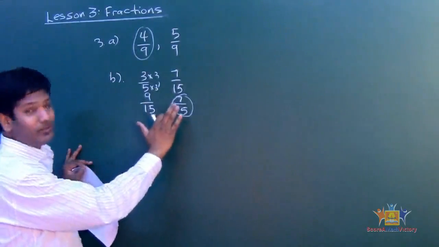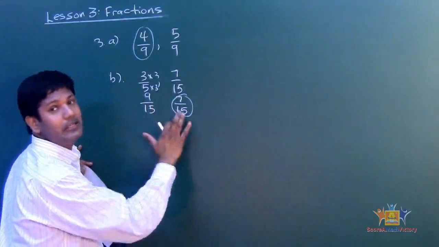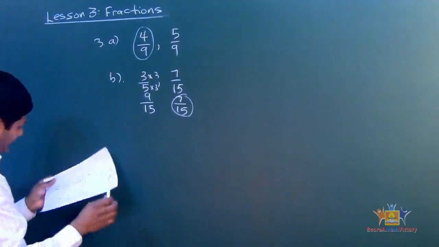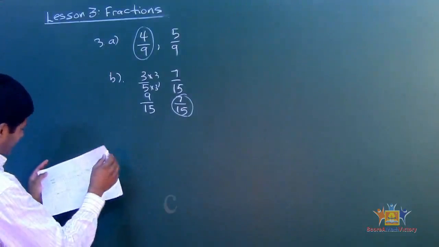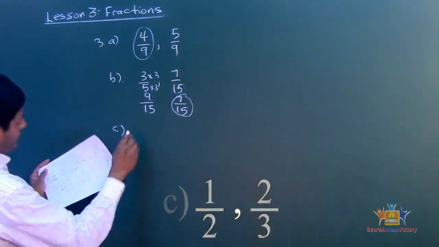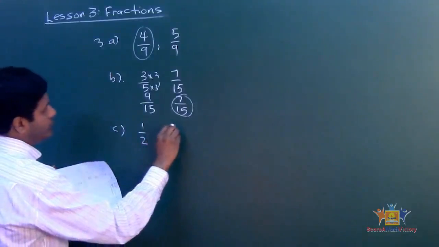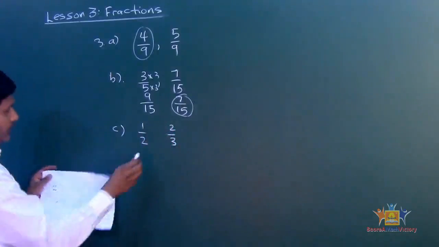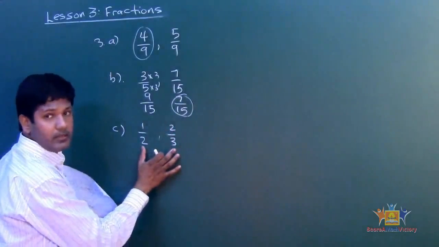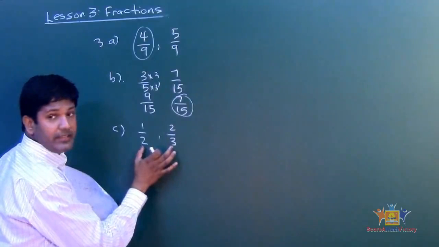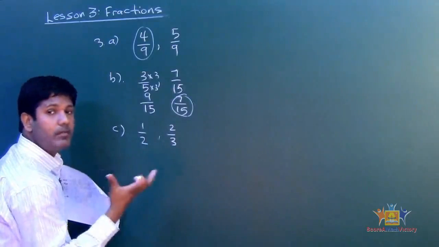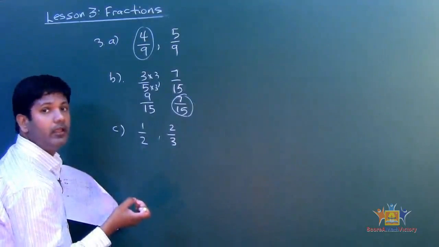Okay. So see how important it is? Never ever guess. You've got to solve it. Okay, all right, good. Let's look at the problem C this time. C was given 1 over 2 and 2 over 3. Both are not common denominators, so I want to find the lowest common denominator between 2 and 3. What would be the lowest common denominator for 2 and 3?